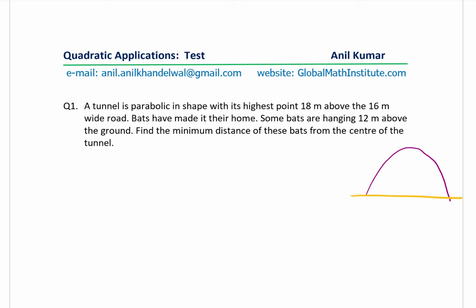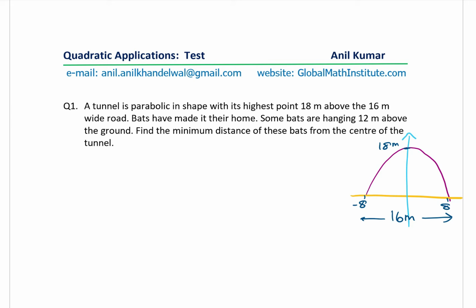So let us use the axis right at the center. So that will help us to provide a simple equation. So on this axis, what we notice is that the highest point will be the vertex, which is at 18 meters. Now this width is 16 meters. That really means these 2 points should be at minus 8 and plus 8. That should help you to provide the equation of the parabola, right?